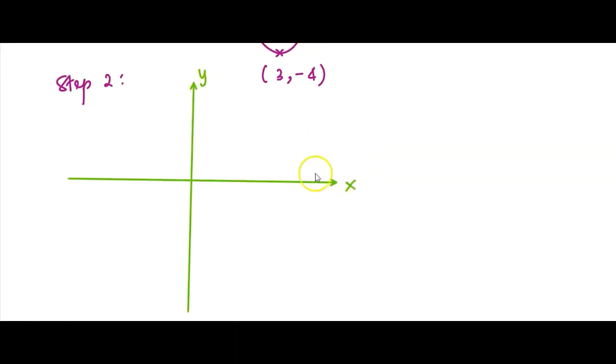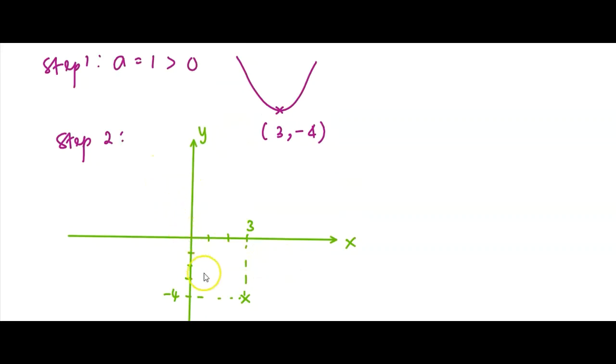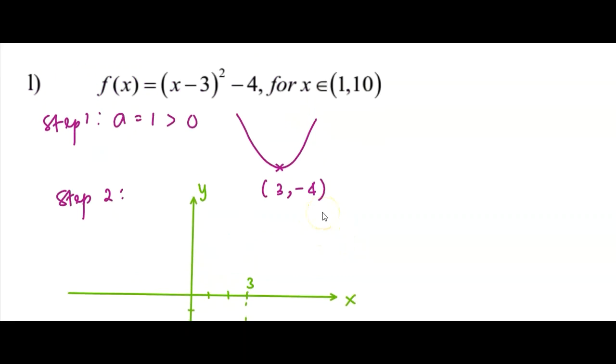We label the x-axis and y-axis first, and the minimum point is given as (3, -4). So the minimum point will be over here. All right, and after that, we know that this graph has a minimum point, so if we sketch the graph in this shape, then the graph surely will pass through the x-axis, meaning that it will have two different real roots.